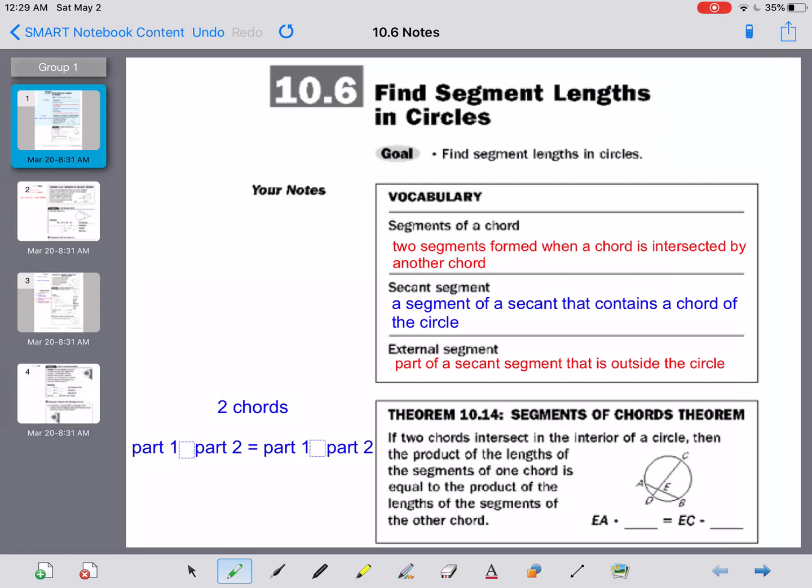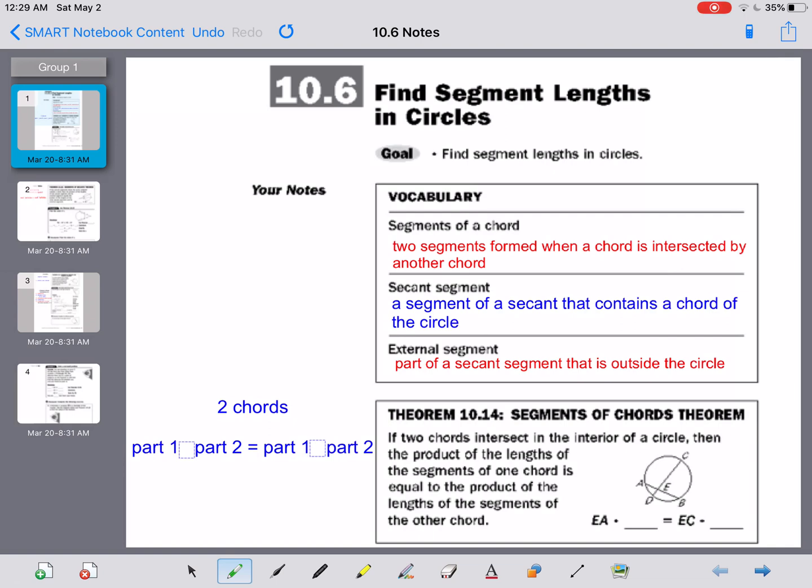10.6, Finding Segment Lengths in Circles. We're going to take a break from the angles and all the arcs, and we're going to go to the segments, lines, including chords, tangents, secants, that we can draw with a circle, and we're going to find the lengths of those lines, or line segments today, I should say.